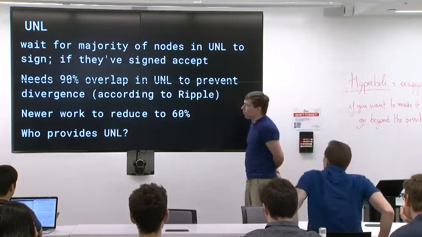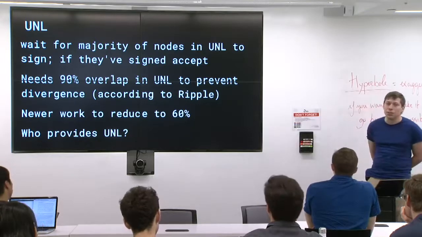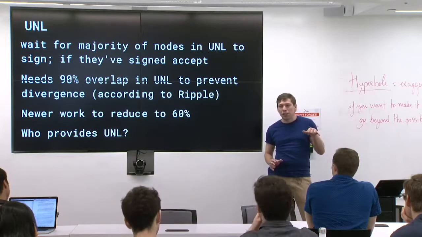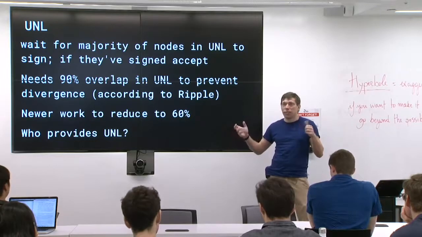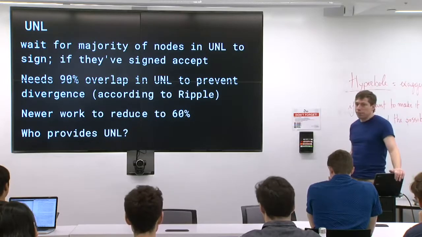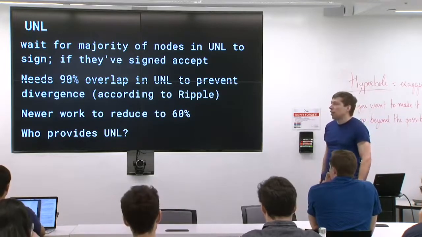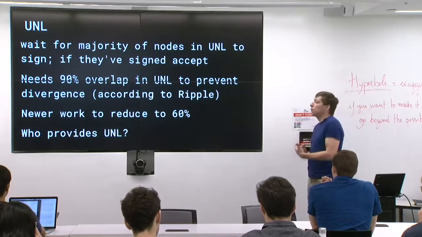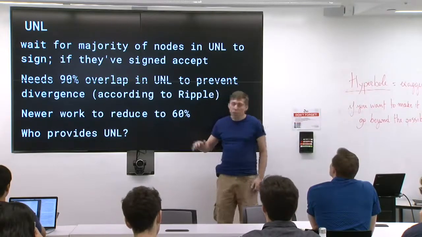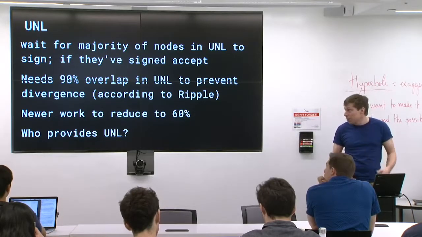There are some recent papers from Ripple. In order to really get consensus, you need basically a 90% overlap in your unique node list. So if I have a unique node list of Alice, Bob, and Carol, and you have a unique node list of Carol, Dave, and Edna, we might diverge. We might not agree on the same chain of transactions because we're looking at different people's signatures. They may all be unique, but if we look to different unique people, it might not converge. They have a newer paper that reduces that to 60%-ish, where the overlap is not as large, but still quite large.